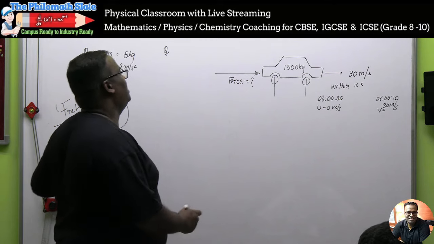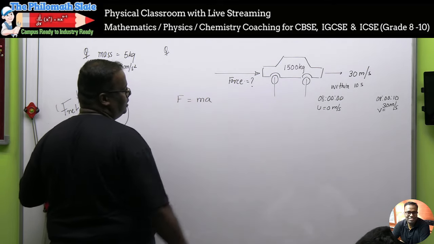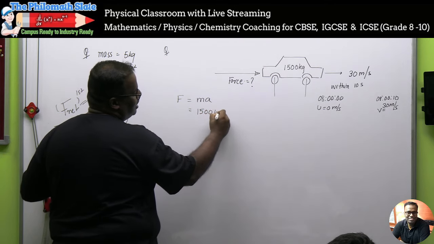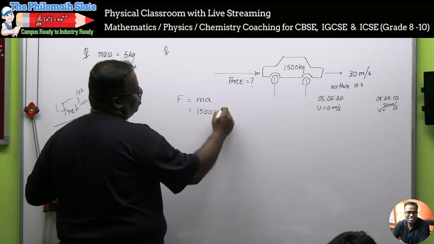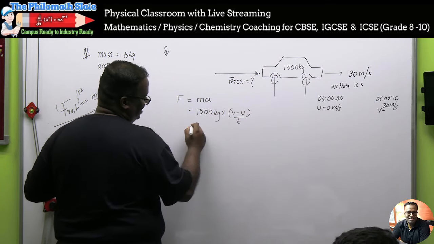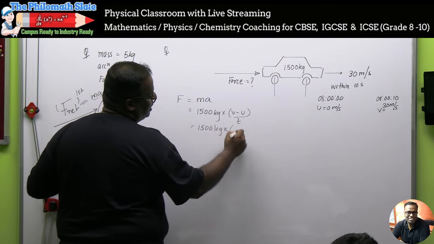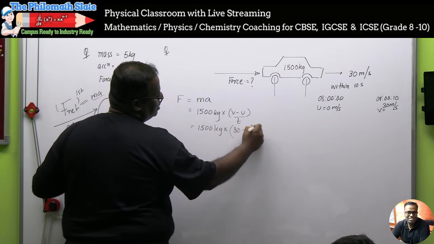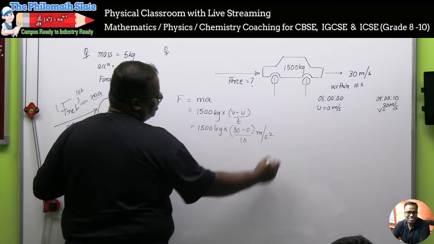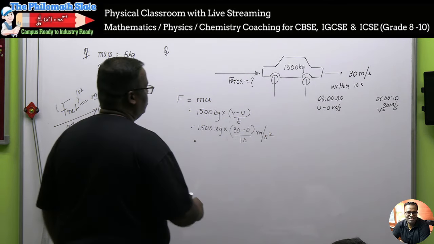So you should say that the force F should be equal to ma, father equal to mother. Do you know mother? Yes, I know mother. Mother is 1500 kg. Do you know acceleration? Sir, I don't know. V minus u by t. वाह, छा गए मेरे लाल. So this is 1500 kg into v, कितना है, 30 minus 0 divided by 10 meter per second square. So it becomes how much? 3.